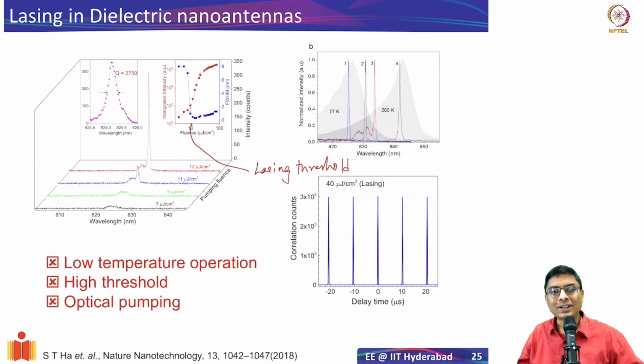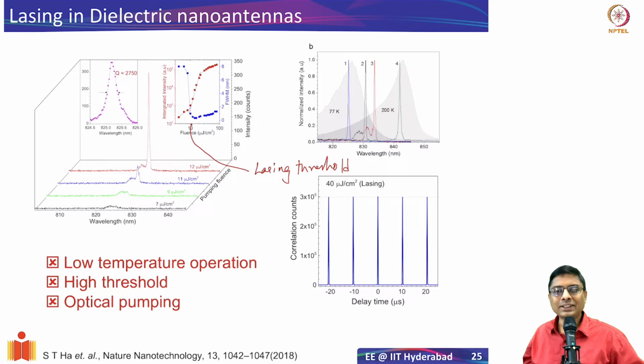Below the lasing threshold, the full width at half maximum of the emission is very large. But once you cross the threshold, you see that the full width at half maximum falls down to nearly only 1 nanometer or so. So this is a characteristic signature of lasing, and we have seen that.